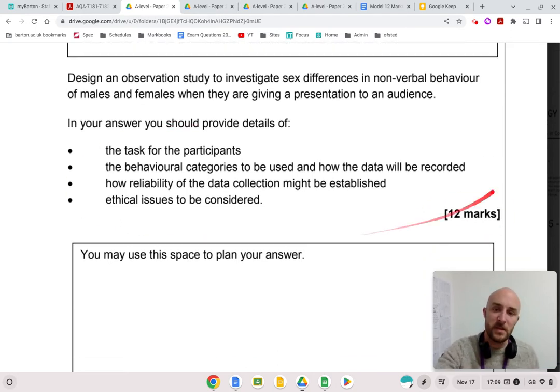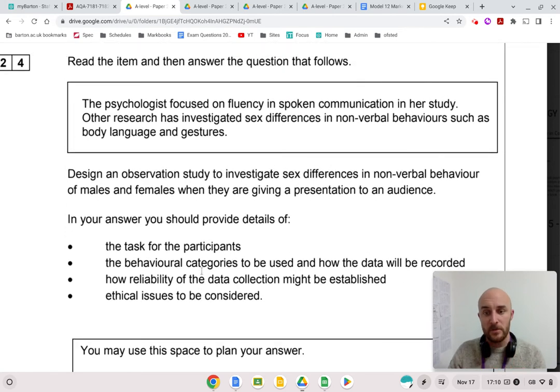Now, just one thing to note here, and this is quite important, nowhere does it tell you to justify why you are doing those choices, why you're picking that behavioral category, why you're doing that particular task, right? So that is one example. Right. Now, just ask yourself, how would you go about doing that?